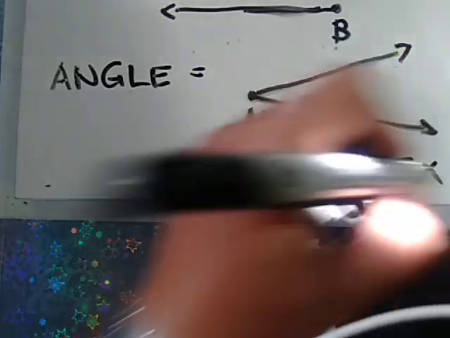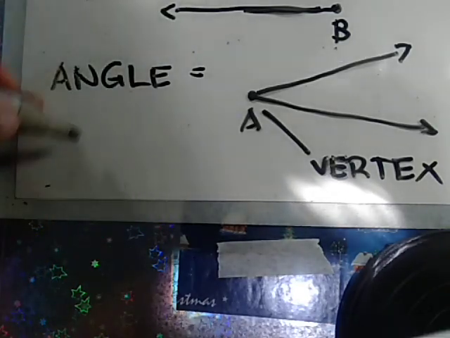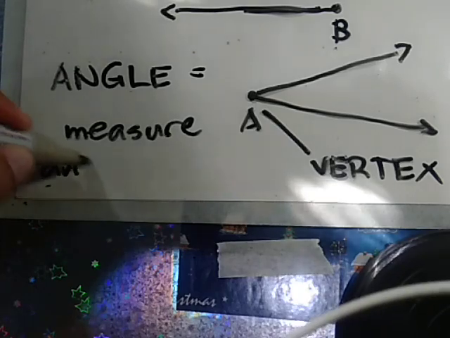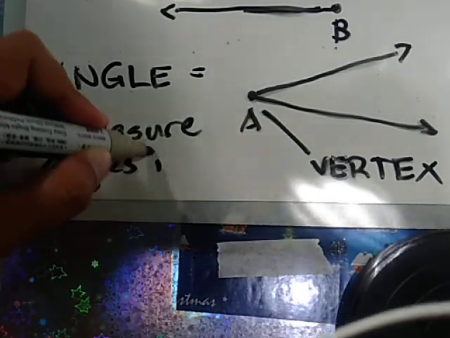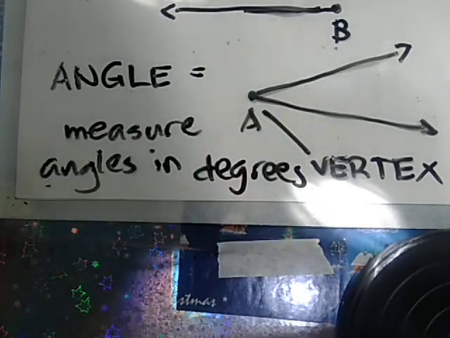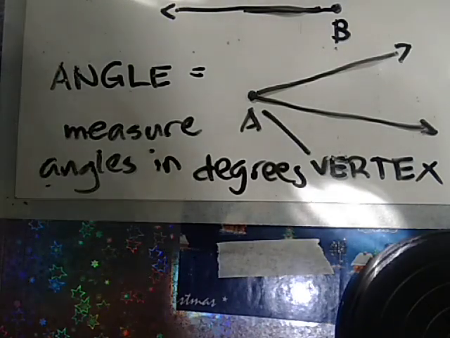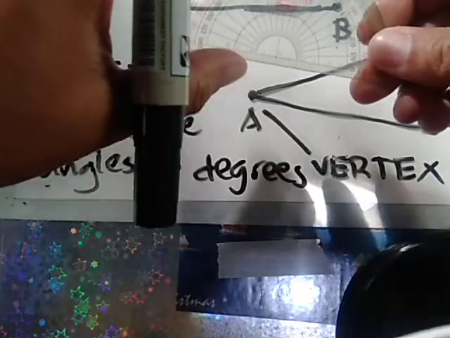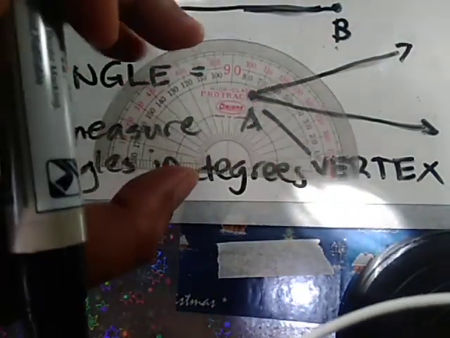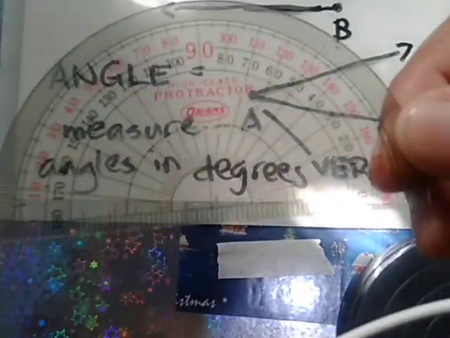And when you measure angles, you use degrees. Let's just say, I don't know exactly how much this measures, but we have a tool that measures angles, and that's the protractor. Let's take a closer look at the protractor.